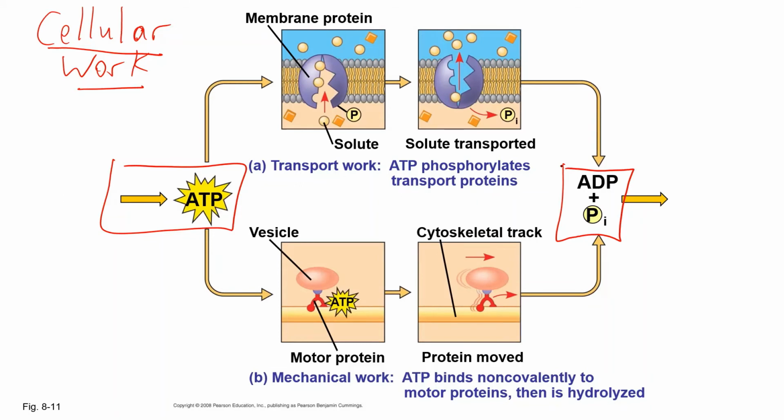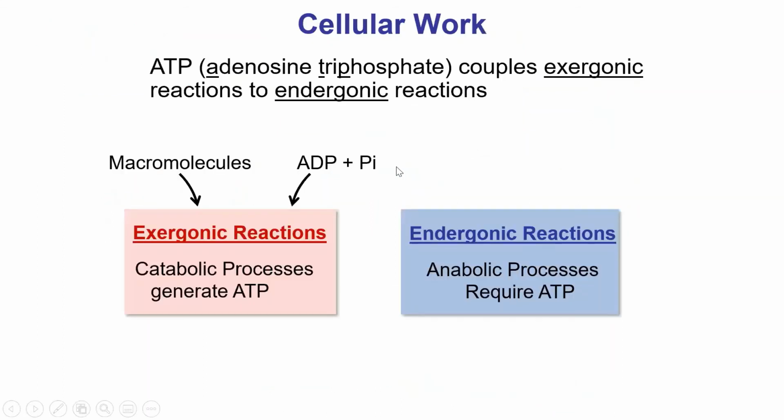So these things are obvious, and if you're an animal, maybe you move your muscles, and this takes a lot of ATP too. But that being said, a lot of ATP is used in something called energy coupling. You can see there's that word coupling. And so what does that mean?